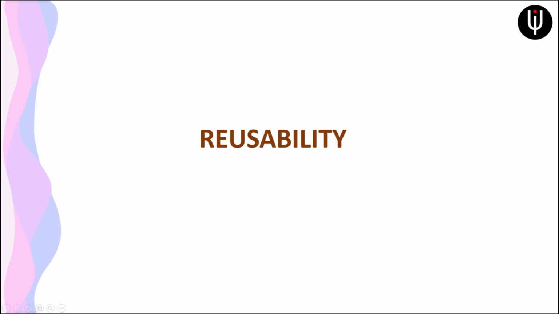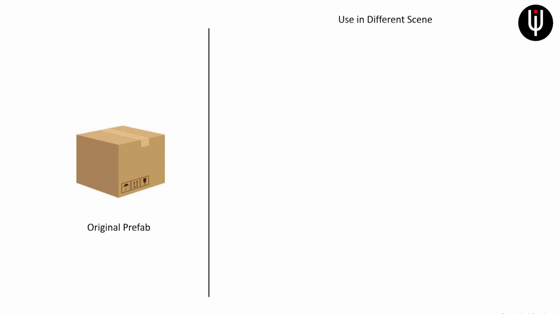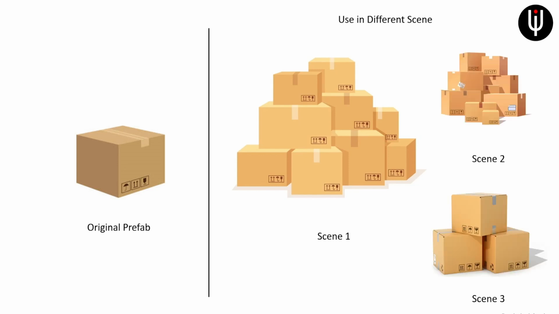One of them is reusability. For example, you have carton boxes which you want to use multiple times in your scene. In that case, you can create a prefab for those boxes and place it multiple times. Because of the reusability feature, the same prefab can be used in different scenes. For instance, if you are using some carton box prefab in scene 1, you can use the same boxes in scene 2 and scene 3 as well.